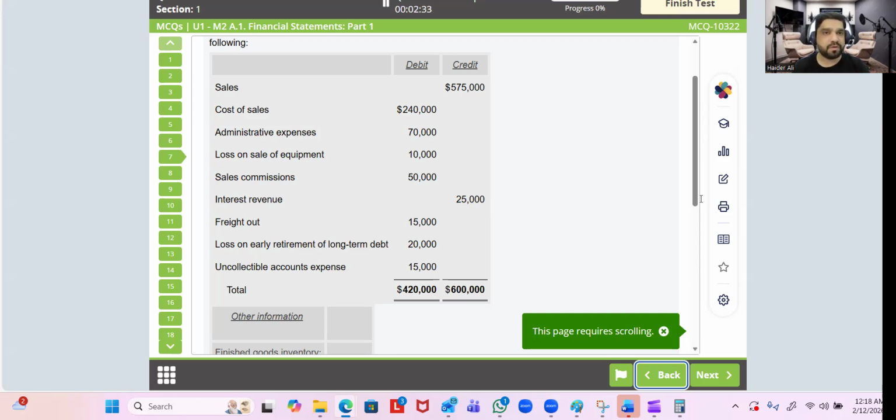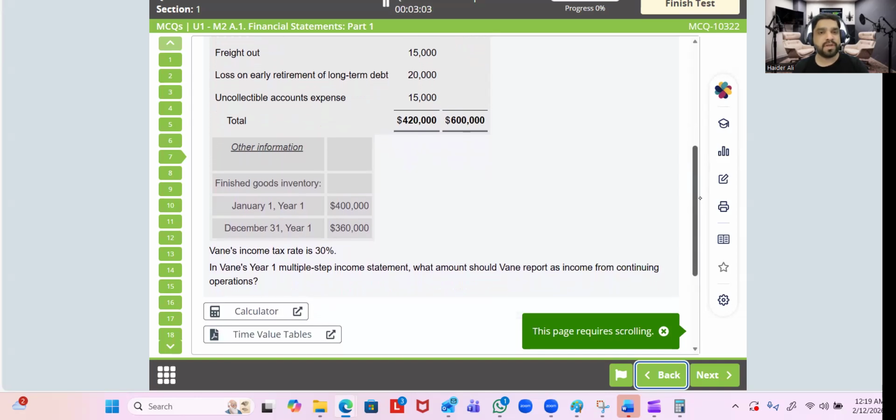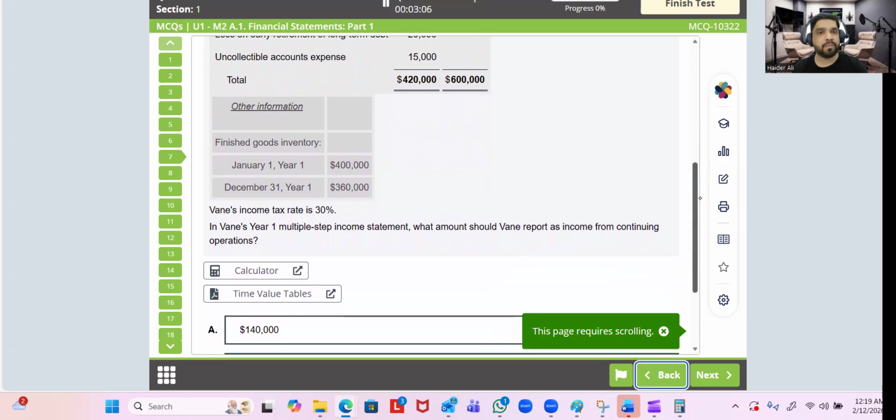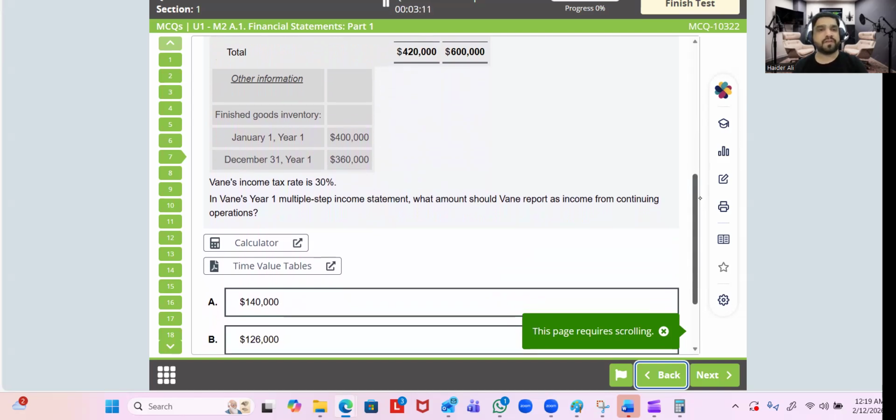So sales has been given, cost of sales, administrative expenses, loss on sale of equipment. Technically, this is a continued operation. Sales commission, this is continued operation. Interest revenue, freight outwards, loss on early retirement of long-term debts. Again, this is a loss on continued operations. Uncollectible expenses, technically bad debts. So we have some other information. Finished goods inventory, the opening inventory and closing inventory is given to you. And the tax rate is also given to you. That's straightforward, 30% tax rate.